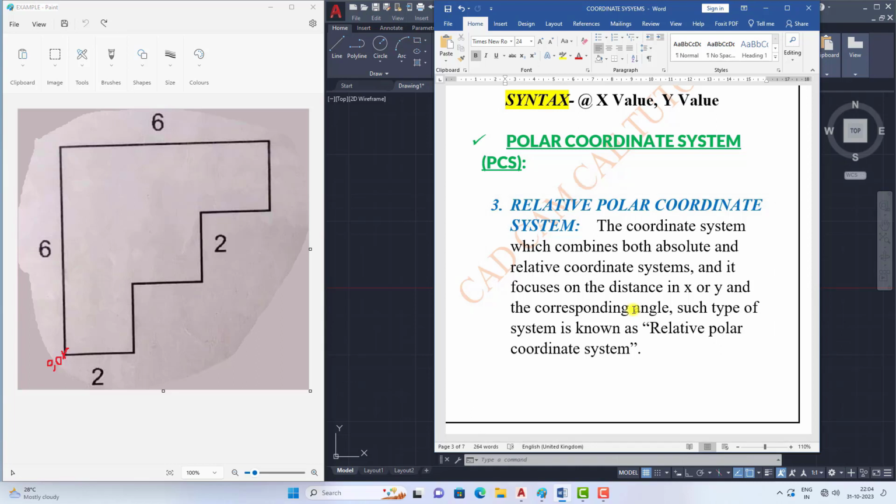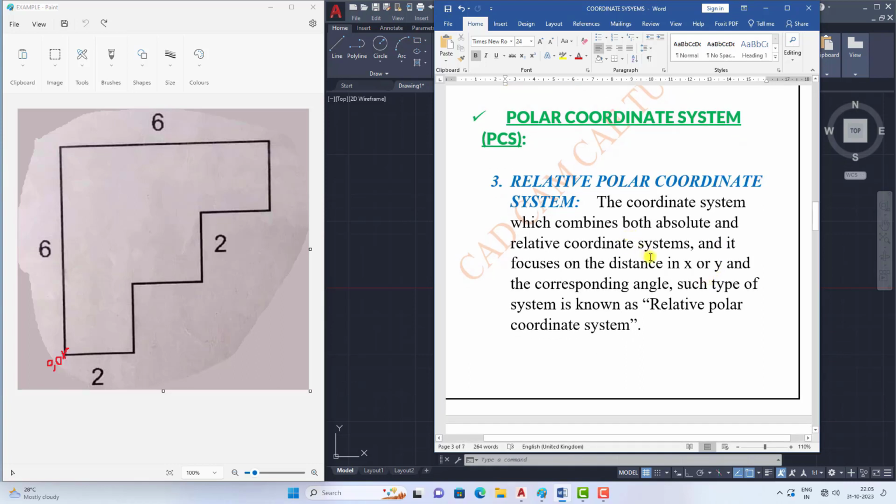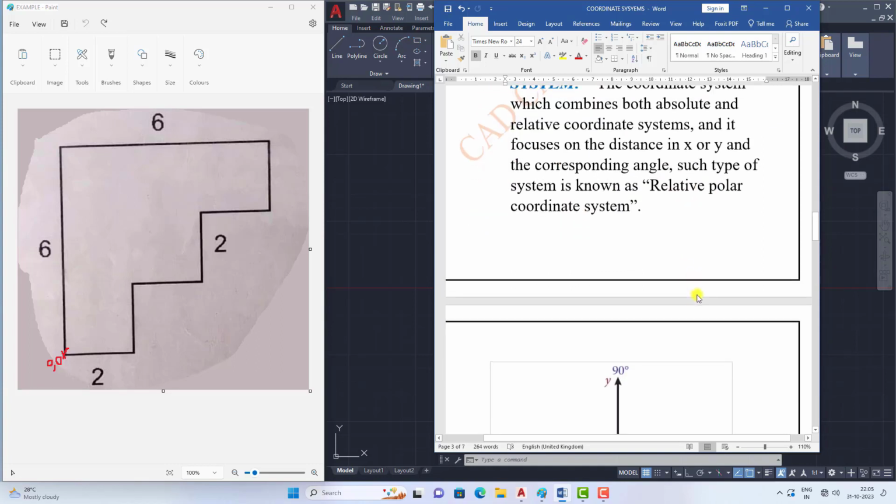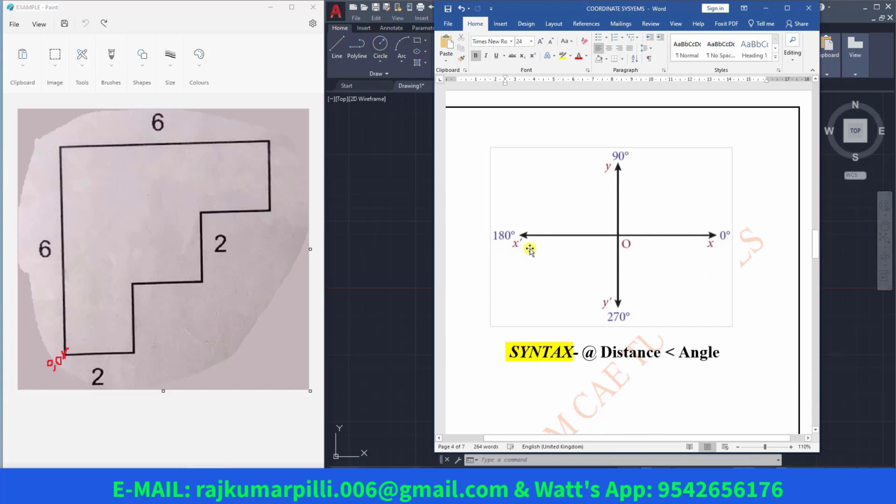So one is the absolute coordinate system, the second one is the polar coordinate system, and the third one is the relative polar coordinate system. So the most frequently used coordinate system is this system. The relative polar coordinate system is most frequently used, and it is the easiest method among these three. So you need to use this. It is the combination of absolute and relative coordinate systems, and you need to follow the distance and the corresponding angles in this coordinate system.